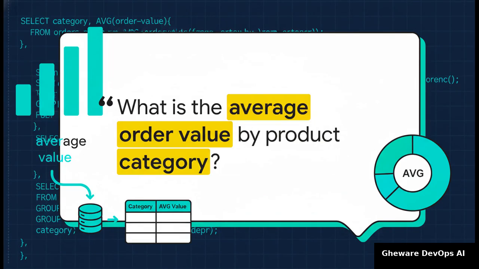Here's another one you might ask all the time. We want to know which product categories are really driving the most value for each order. This needs aggregation, right? It needs an average function and a group by clause. You could also ask something like, show me all orders from last month that were over $1,000.